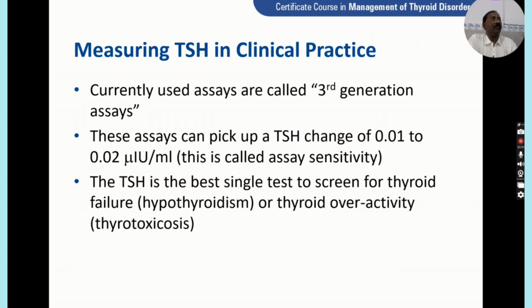Measuring the TSH in clinical practice: the third generation assays. These assays can pick up a TSH change of 0.01 to 0.04 micro international units per ml. This is very important. You should remember the TSH values in micro international units per ml. So 5 or 10 or 80 or 50 of the TSH. As a consultant you may say TSH is 50 or 10 or 100, but you should say 50 micro international units per ml.